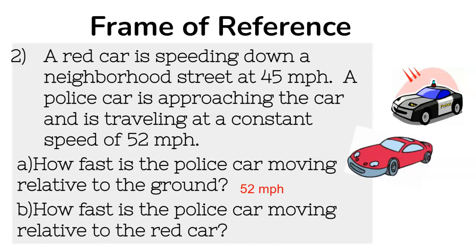But B says, how fast is the police car moving relative to the red car? Well, this is going to be different because the red car is not stationary. The red car is moving at 45 miles per hour. So to find this answer, we just have to find the difference between the speed of the police car and the speed of the red car. So 52 minus 45 is 7 miles per hour. So relative to the red car, the police car is moving at 7 miles per hour. Okay, so it all depends on your frame of reference.